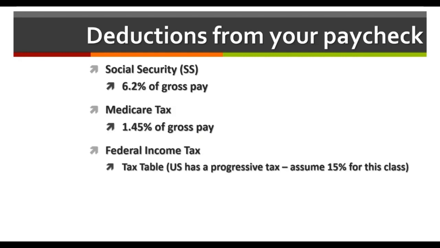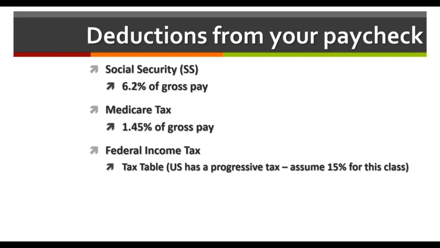Then we have federal income tax. We use what's called a tax table, in which we have what's called a progressive tax system. Progressive means that it increases as my income increases. If I have a very low income, the percent that I pay in tax is going to be much lower than somebody who has a high income level. As my income goes up, the percent that I pay goes up. For now, we'll assume 15%, or 0.15 if we convert it to a decimal.